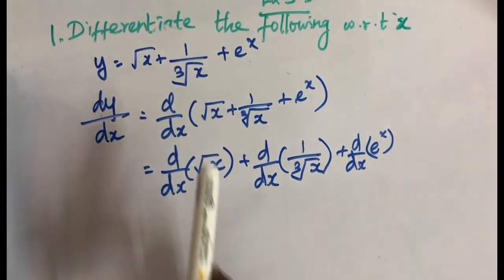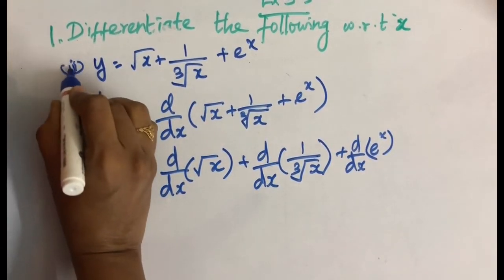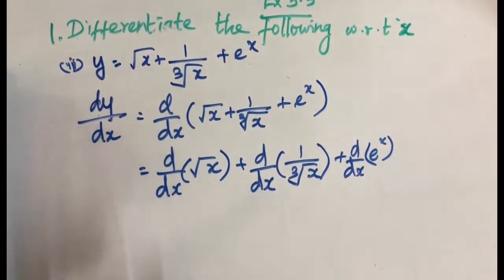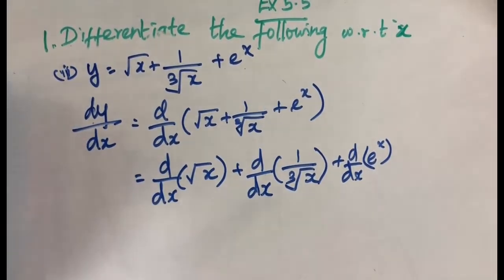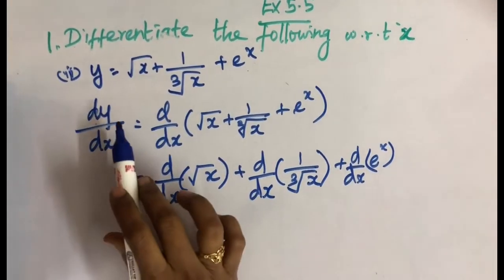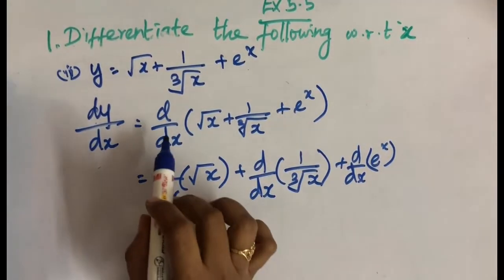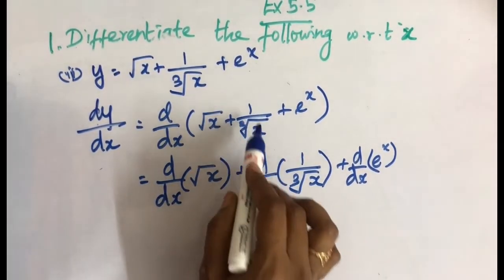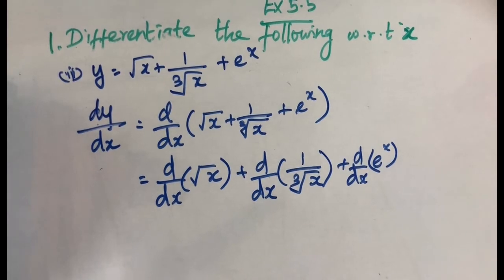Differentiate the following. The third one, y is equal to square root of x plus 1 divided by cube root of x plus e^x. So first we have to find dy/dx, that is the differentiation. So dy/dx, that is d/dx of y, so d/dx of square root of x plus d/dx of 1/cube root of x plus d/dx of e^x.